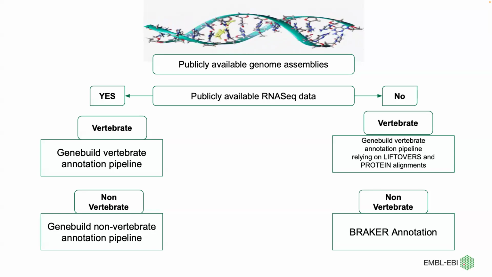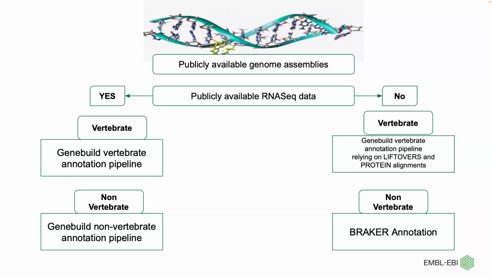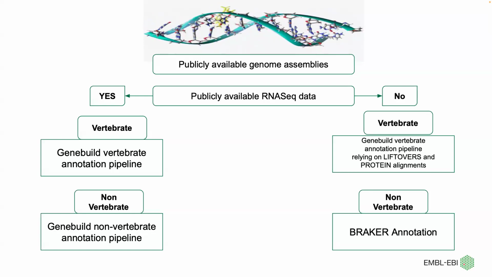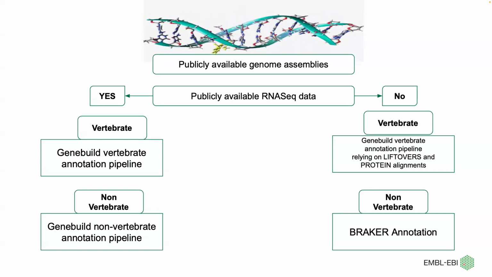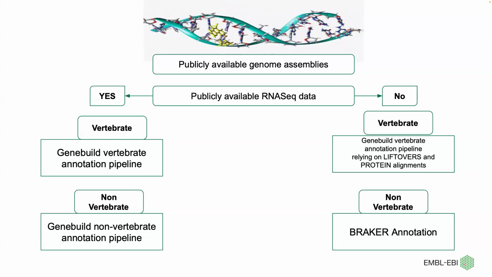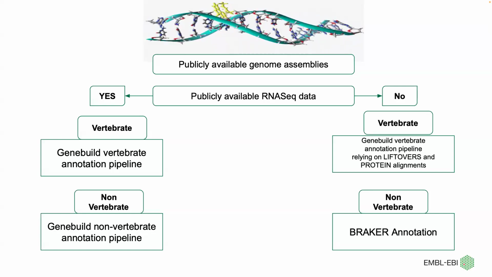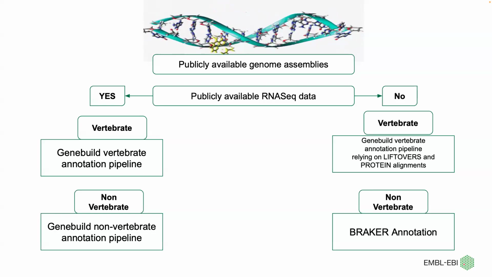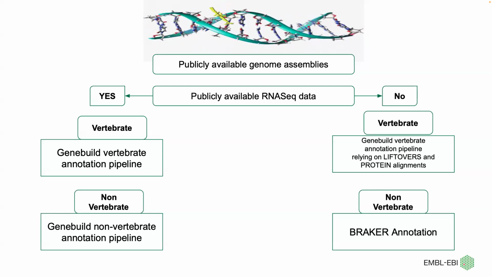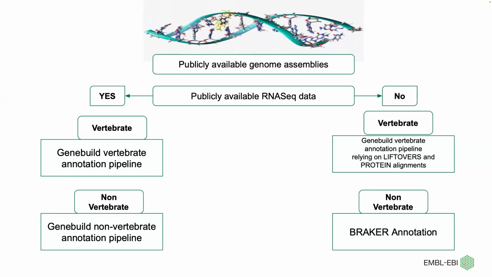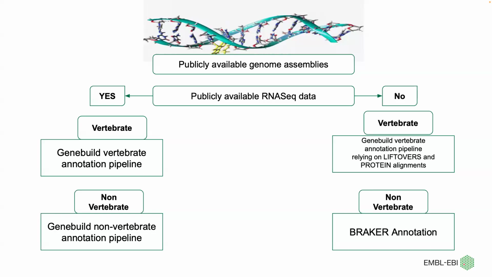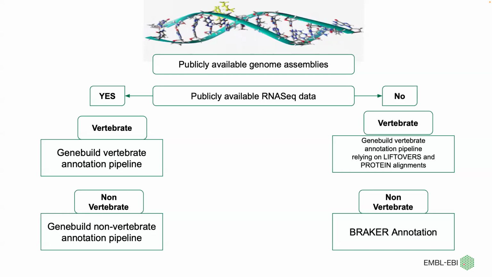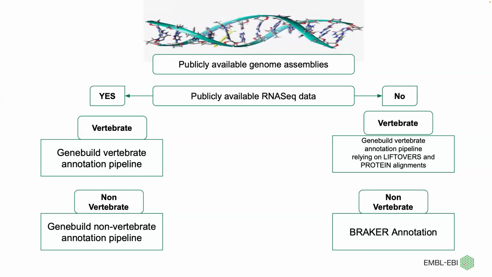However, having said that, the available protein data which is present in the databases is skewed towards well-studied clades like mammals. And the leftovers we usually do from the GENCODE annotations from human and mouse. So the leftovers and protein alignments may not be very useful for species which are distantly related to the target genome. In case the species is a non-vertebrate, we just simply provide a BRAKER annotation.